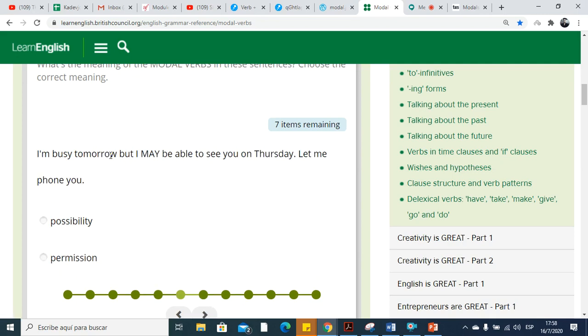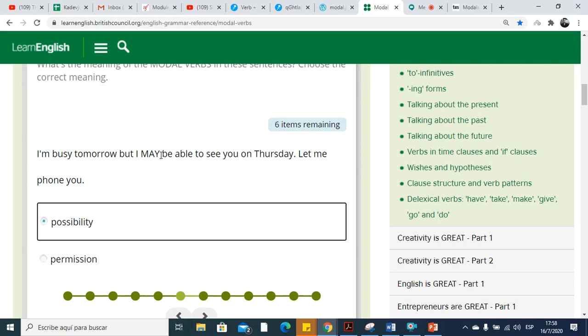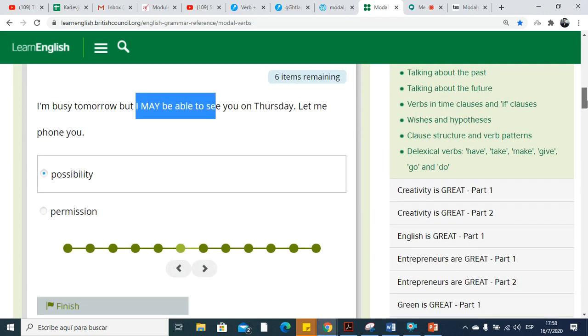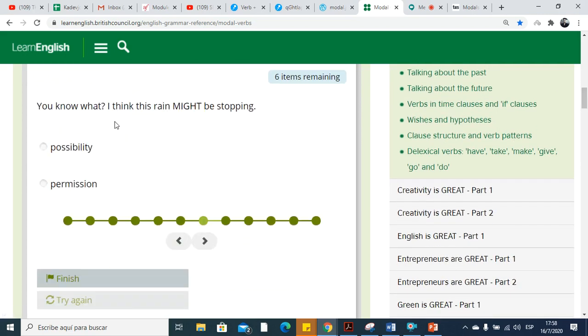I'm busy tomorrow, but I may be able to see you on Thursday. Let me phone you. John, Pressy, possibility or permission? It's a possibility. Very good. Yes, because I may be able to see you. It's something that may happen or may not happen. So it means it's a possibility.